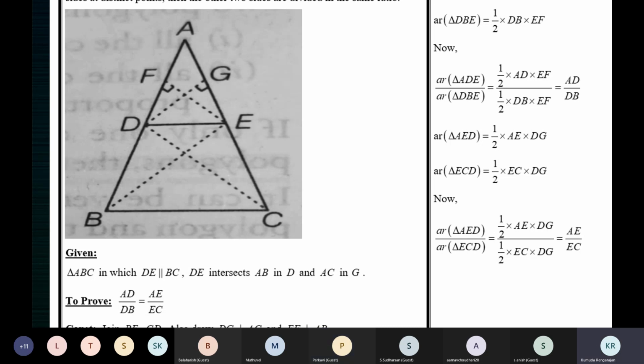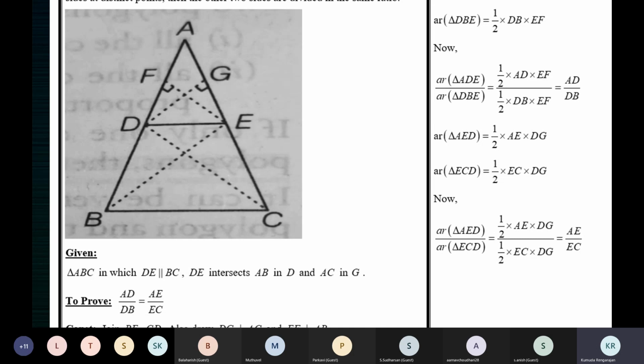Start like this. If a line is drawn, continue. If a line is drawn, what do you say? Parallel to one side of the triangle. Okay, to intersect the, you continue. To intersect the other two sides of the triangle in distinct points. To intersect the other two sides at distinct points, then the other two sides are divided in the same ratio. Very good, very good. That's all, Parkavi.